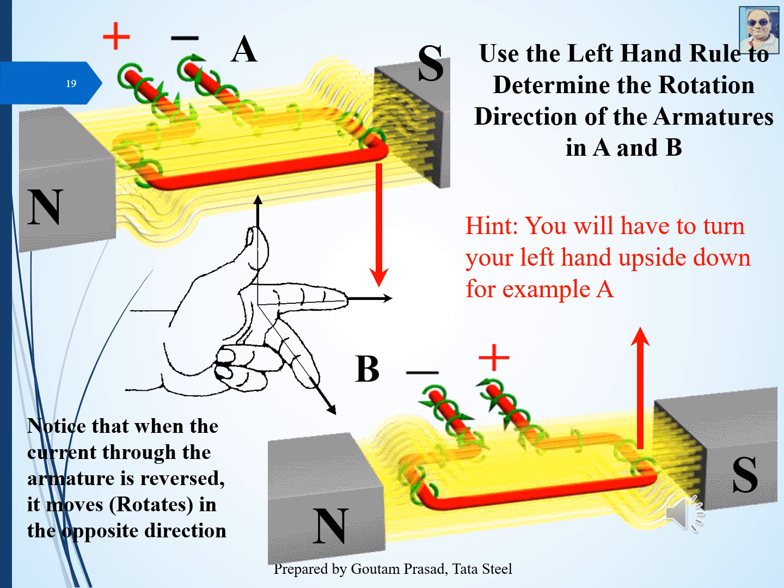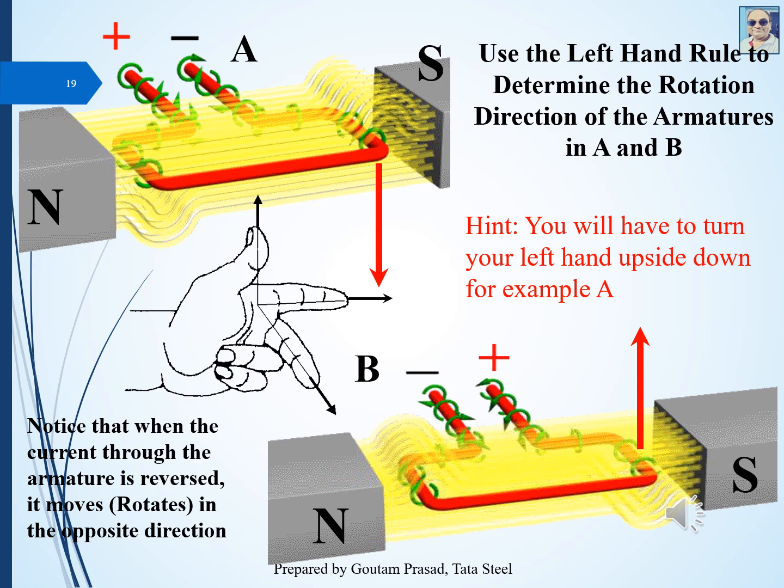So here, use the left-hand rule to determine the rotation direction of the armature in A and B. As a hint, you will have to turn your left hand upside down for example A, and notice that when the current through the armature is reversed, it moves in the opposite direction. That we have already discussed, my friend. So I don't think you have any doubt in explaining these two photographs. Try these two photographs yourself.